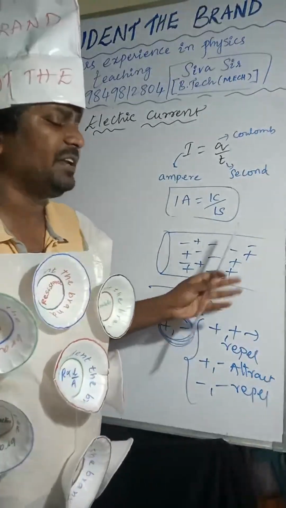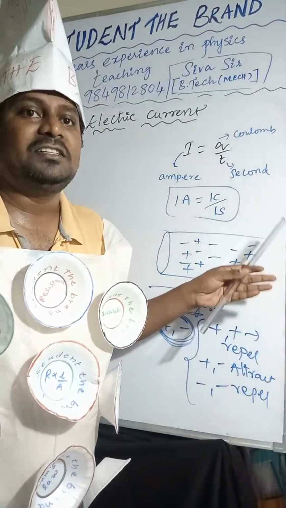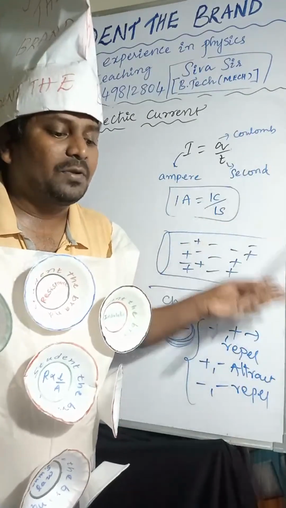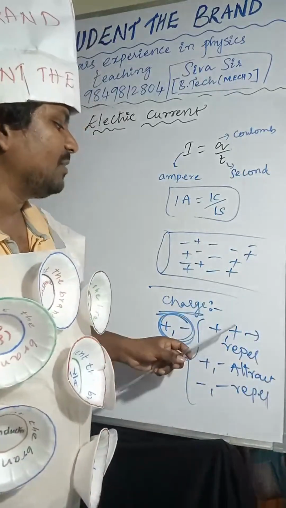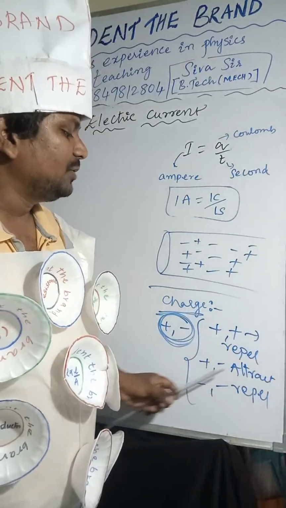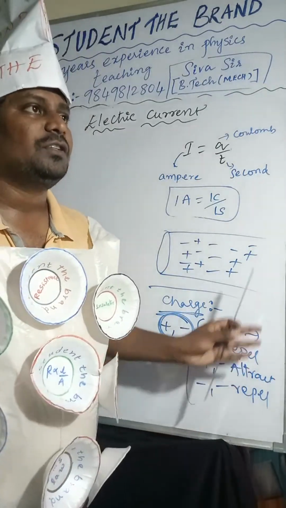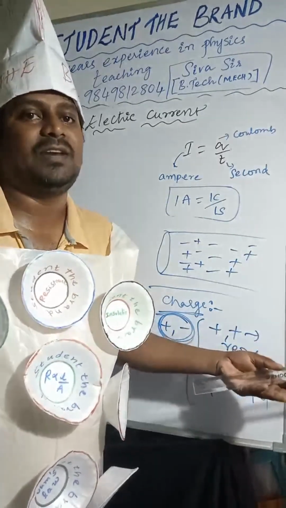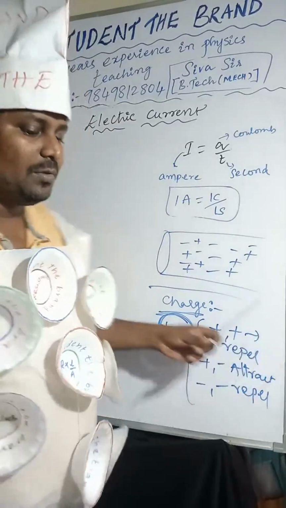Charge is a property of matter which influences the presence of other charge. So here, positive repels positive, positive and negative attract, negative repels negative. By this we can conclude that two dissimilar charges will attract, and similar charges will repel. So that is about charge.